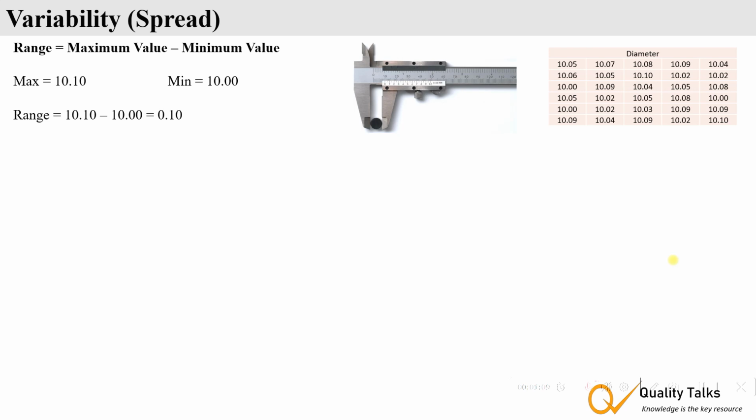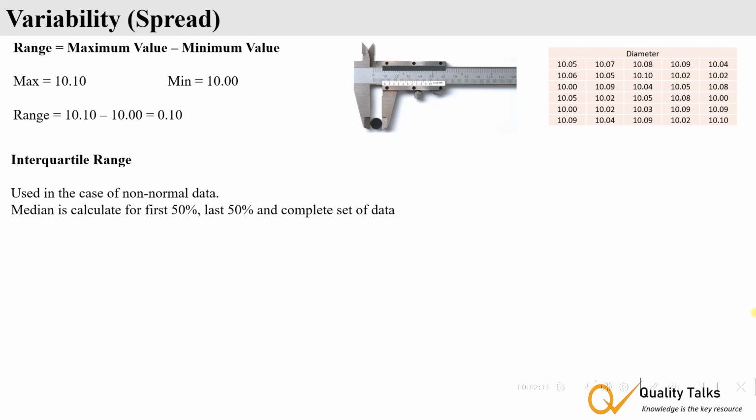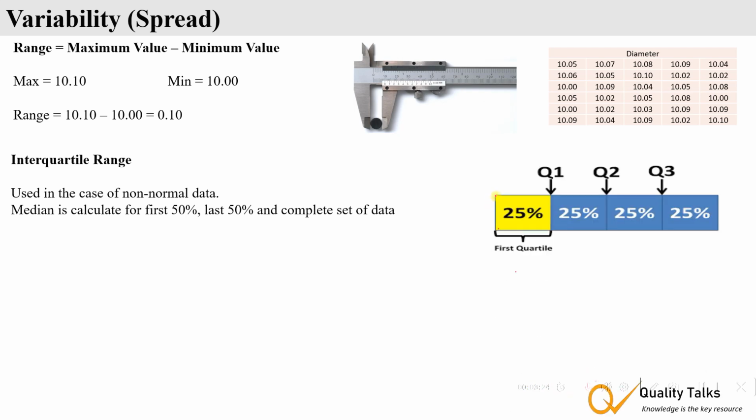The second measure of variability is the interquartile range. It is used in the case of non-normal data. For calculating the interquartile range, we calculate the median of the first 50% of data, the last 50% of data, and the complete set of data. Q1 is the median of the first 50% of data. Q3 is the median of the last 50% of data. And Q2 is the median of the complete data. IQR, the interquartile range, is equal to Q3 minus Q1.